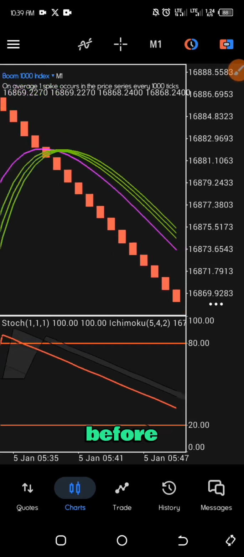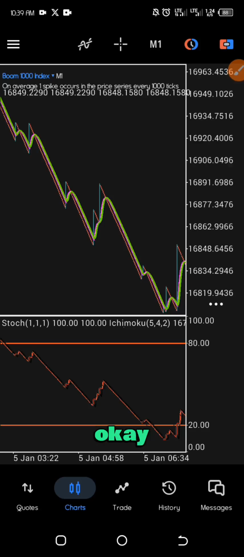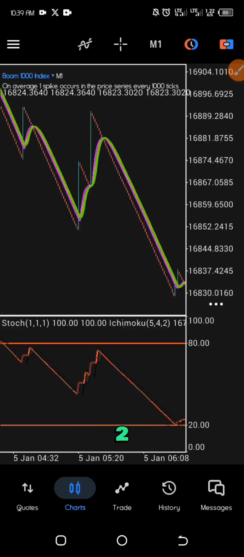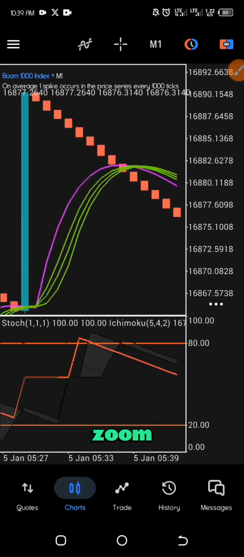And for the zoom level, before I forget, we are using the 4th zoom level. When you zoom out completely, you are zooming 1, 2, 3, 4. So that is the zoom level we are going to be using.